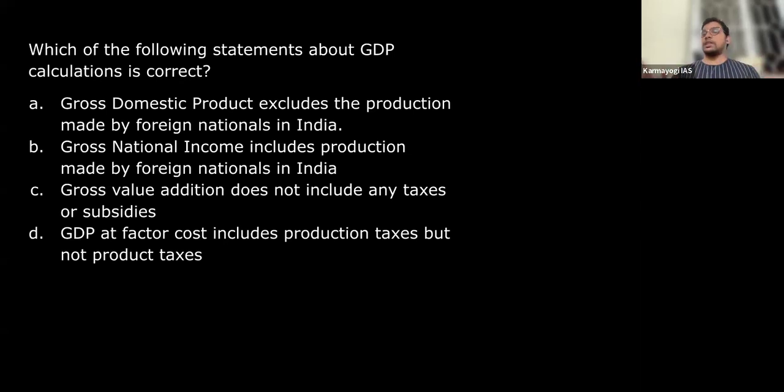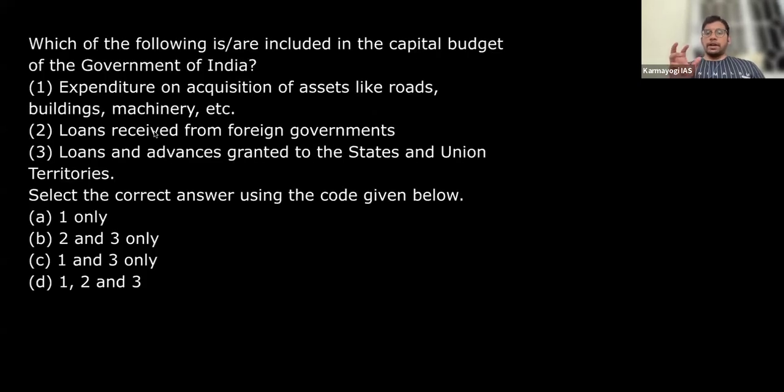There are also no taxes or subsidies involved in the gross value addition. It is just the plain value that has been added by any industry, right? So the answer is C. So we have revised the GDP at factor cost, basic prices, all these things. So you need to keep that in mind.